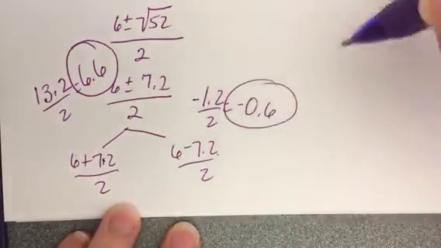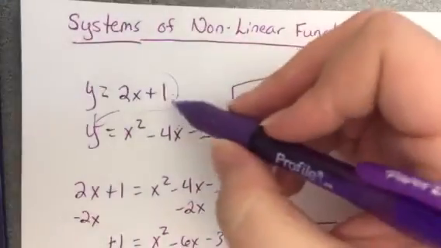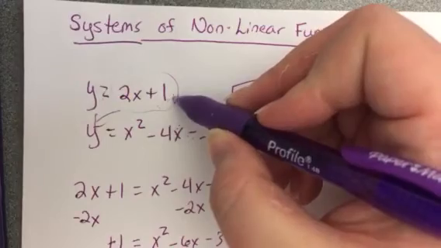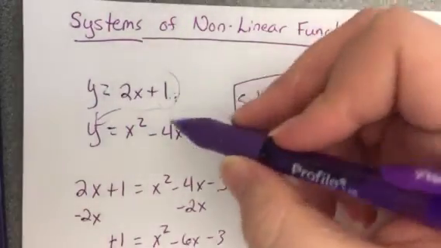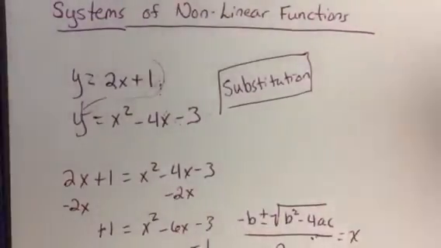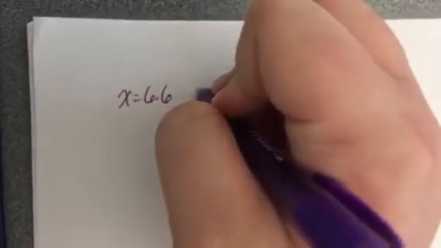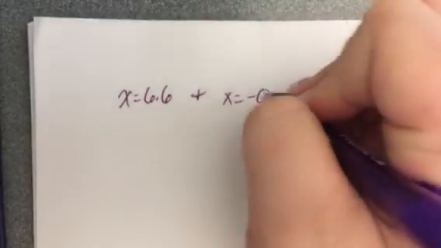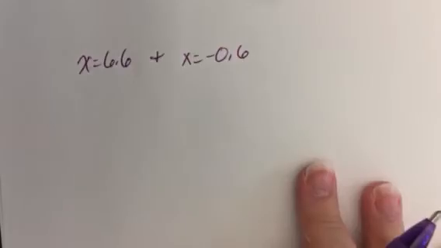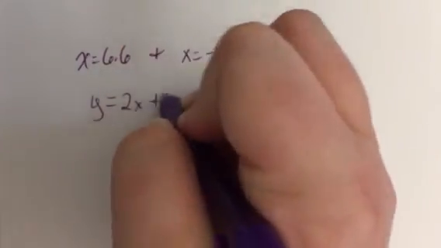So what I'm going to do with those is I'm actually going to go back up to my original problem here, and I'm going to take the linear equation, and I'm going to substitute those x values in to get the y values. All right, so let me get a new sheet here. I'm going to do x equals 6.6 and x equals negative 0.6. Okay, remember those are the two values we just found. So now substitute them into y equals 2x plus 1.